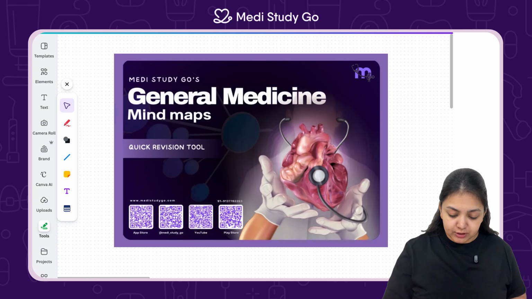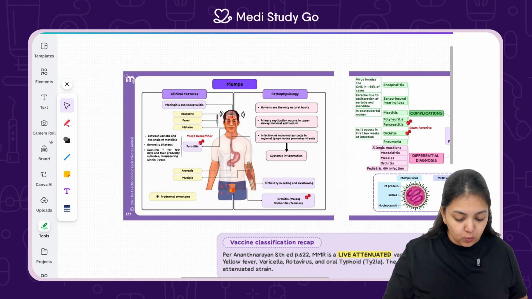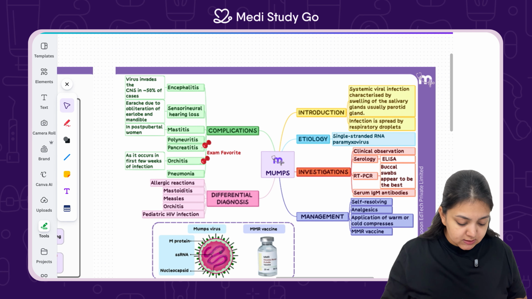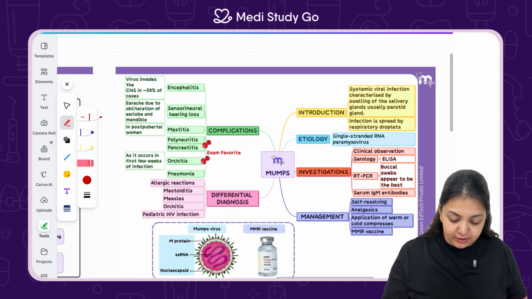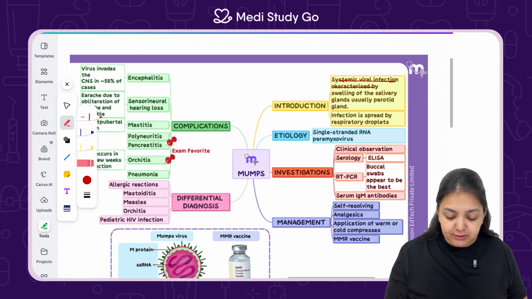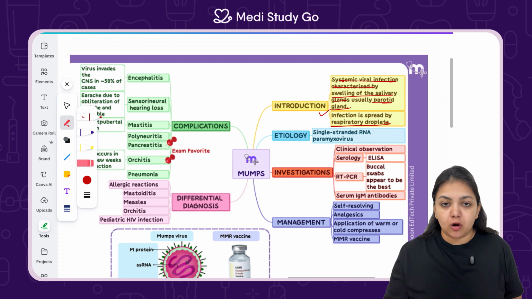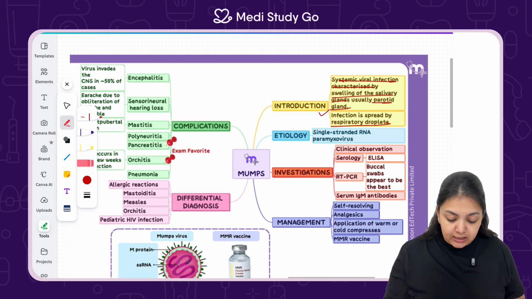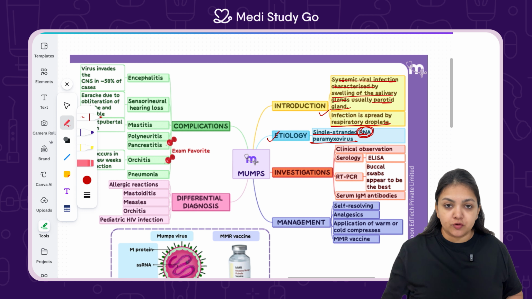To start off with the topic, what is mumps and why does it happen? So mumps is basically a systemic viral infection which is characterized by the swelling of the salivary gland, especially the parotid gland. Infection is spread by the respiratory droplets from other infected people. The etiology is the single-stranded RNA Paramyxovirus. So it's an RNA virus which is involved over here. It is a viral infection, not a bacterial one.